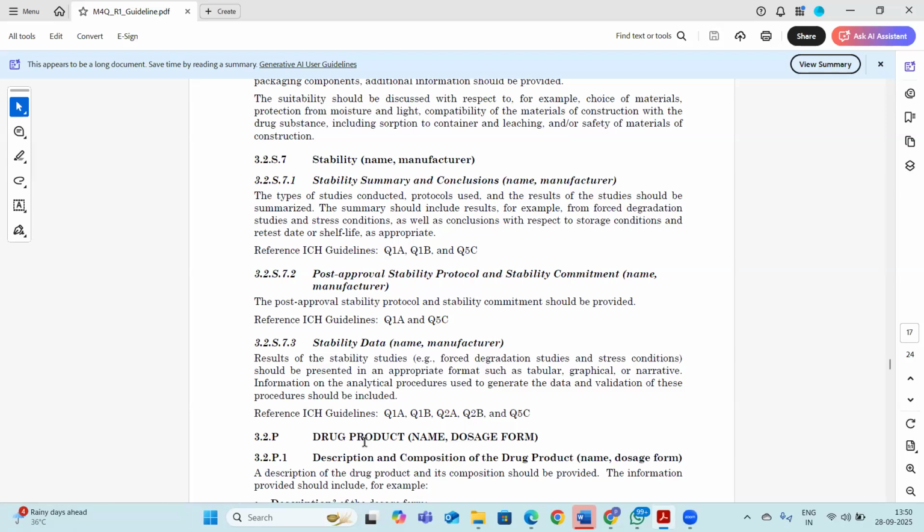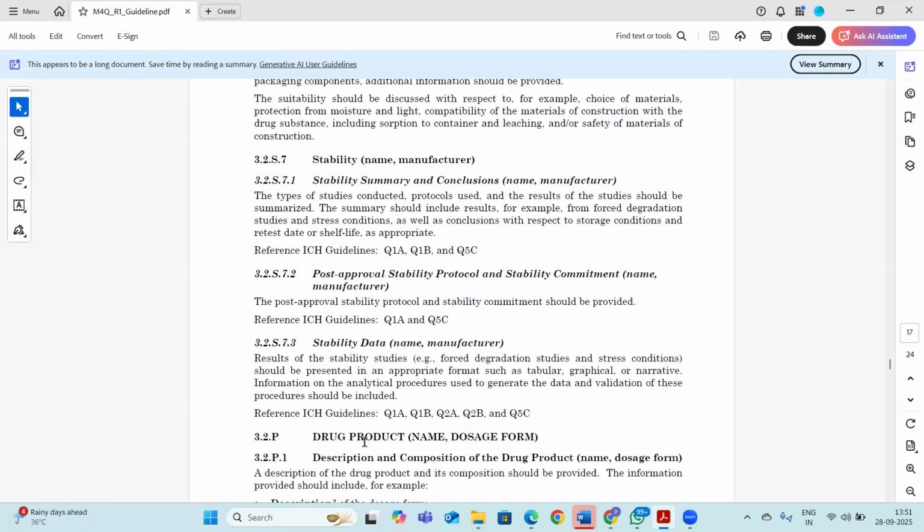Then is your post-approval stability protocol and stability commitment. So when you're submitting your 3.2.S or a new drug application, you also need to submit your post-approval stability protocol. What will be the protocol that will be followed once the drug is approved? How will the adverse effects, adverse reactions be monitored? And there should be a stability commitment provided from the manufacturer's side that needs to be included in your dossier.